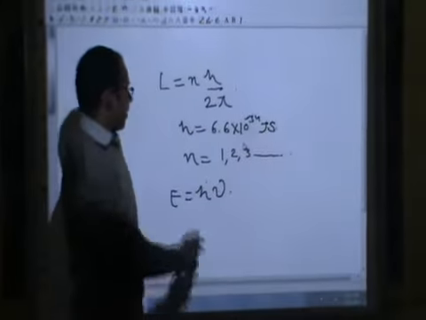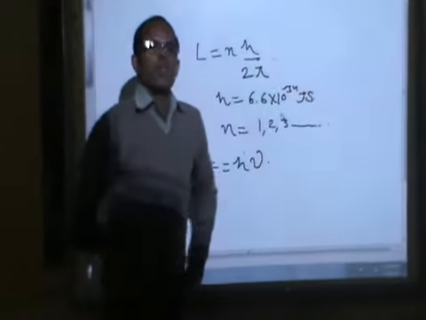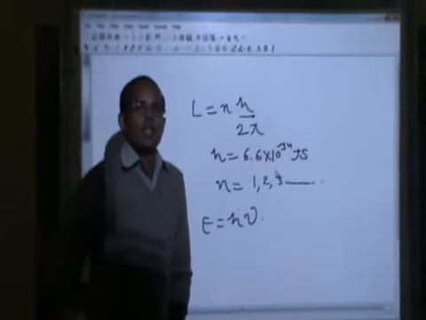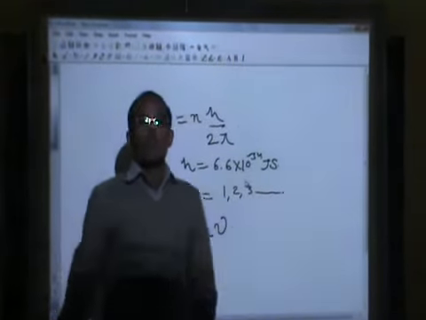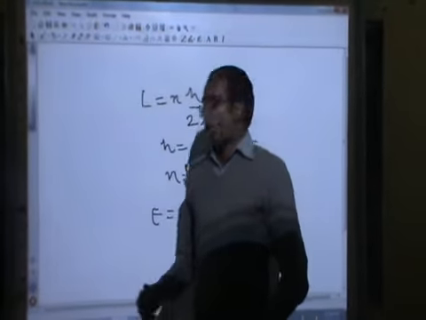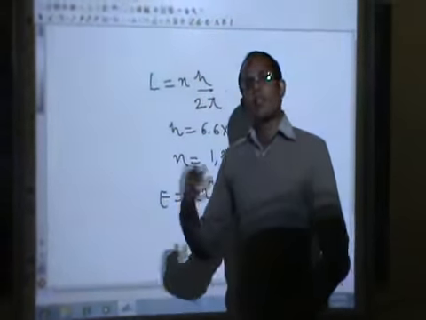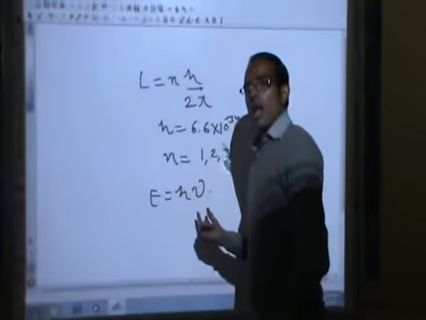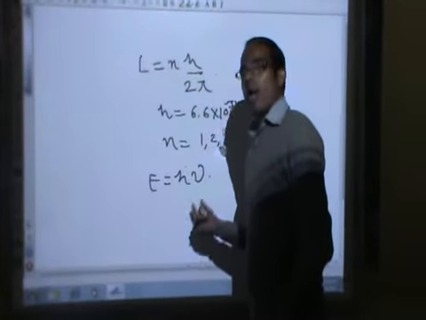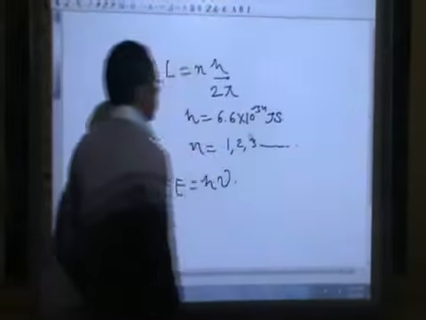Here the energy is directly proportional to the frequency. As the frequency of the photon increases, the energy also increases. On the other hand, if the energy difference is high, the frequency of the photon emitted or absorbed will be high. Here E is equal to h nu.